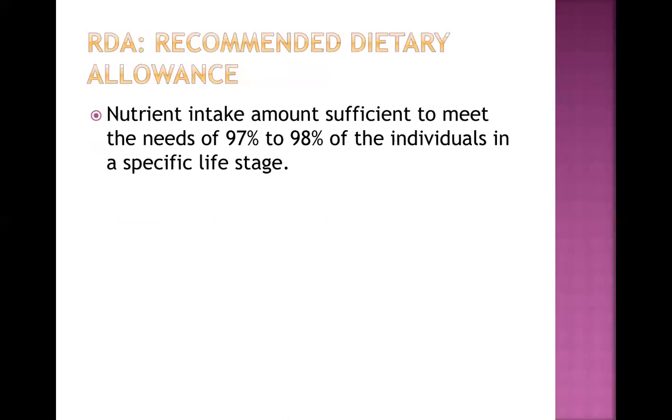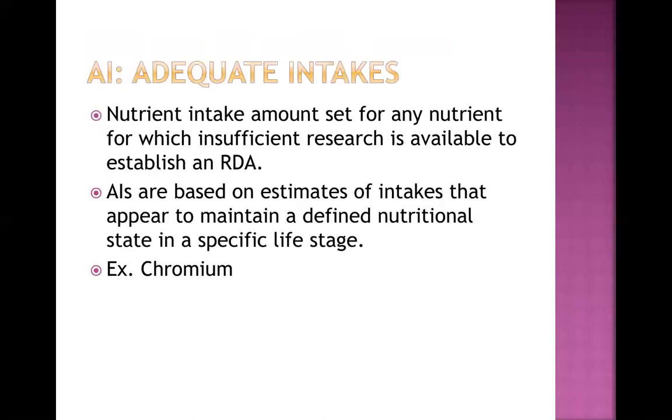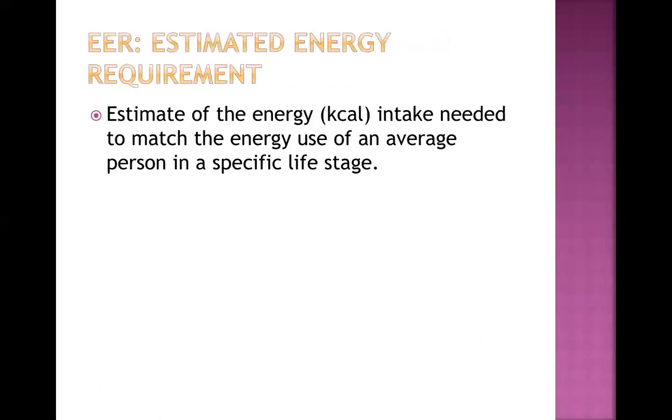RDA, this is the nutrient amount sufficient to meet the needs of 97 to 98% of the individuals in a certain life stage. And this will prevent disease and illness. And the RDA is based on 2 standard deviations of the EAR. AI, adequate intakes. So nutrient intake amount set for any nutrient for which insufficient research is available to establish an RDA. So RDAs are the result of very, very detailed research. An AI is established when there is not enough research to establish an RDA.